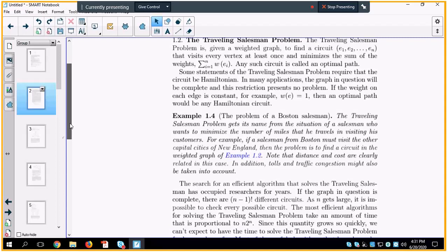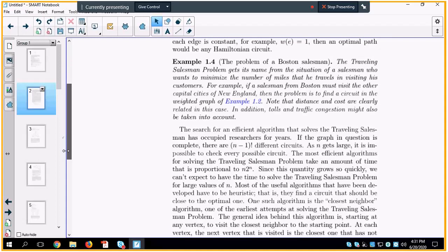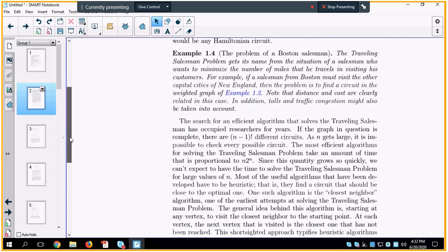Okay, so going back to our cities in New England, the traveling salesman problem gets its name from the situation of a salesman who wants to minimize the number of miles that he travels to visit his customers. For example, if a salesman from Boston must visit all the capital cities of New England, then the problem would be to find a circuit in the weighted graph, which we'll see shortly. Note that the distance and the cost are closely related in this case, but additional costs might include, as I mentioned, toll roads or traffic congestion and other things that we could take into account.